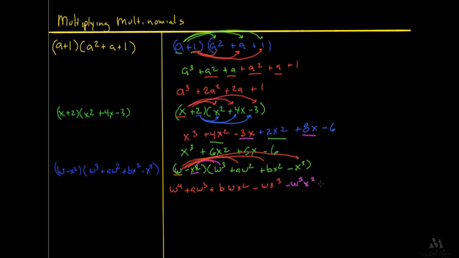This is going to be minus because we've got a negative x squared. Okay, so we've got aw squared x squared.